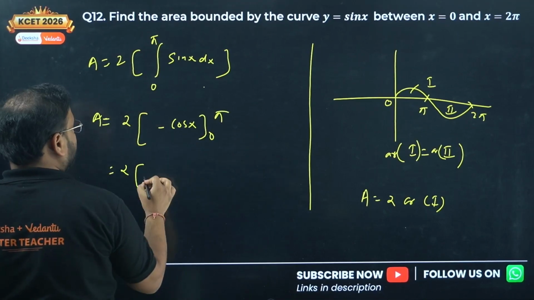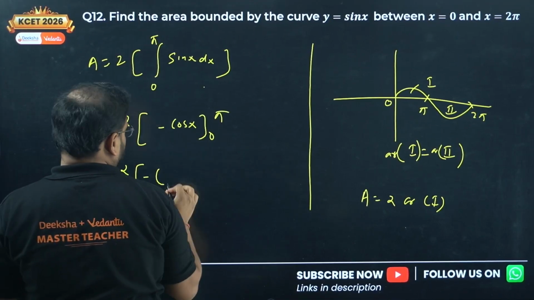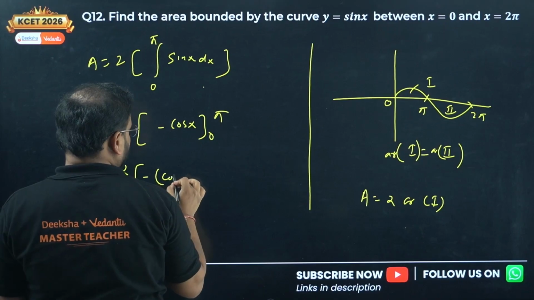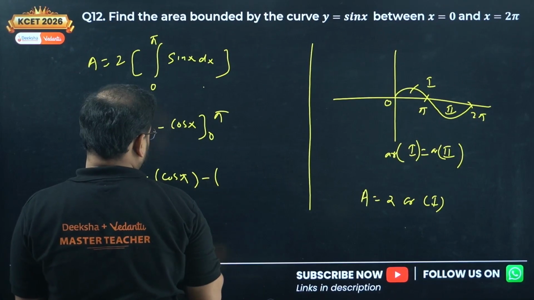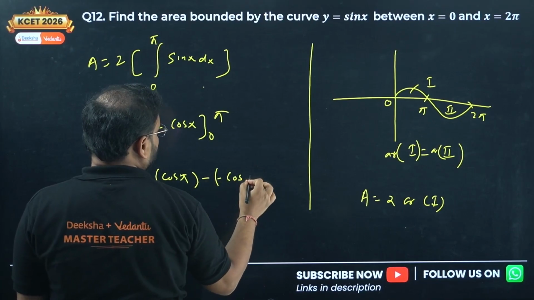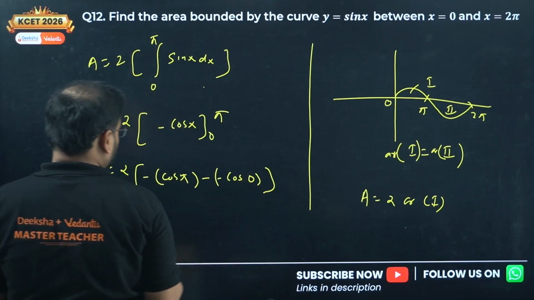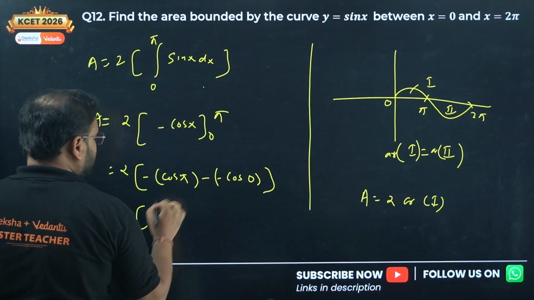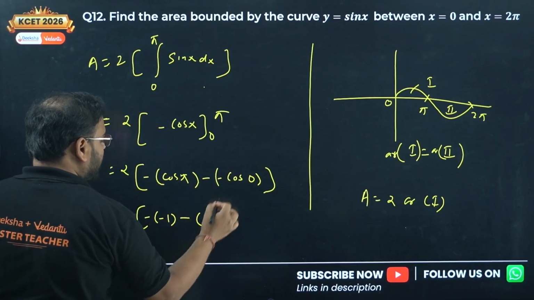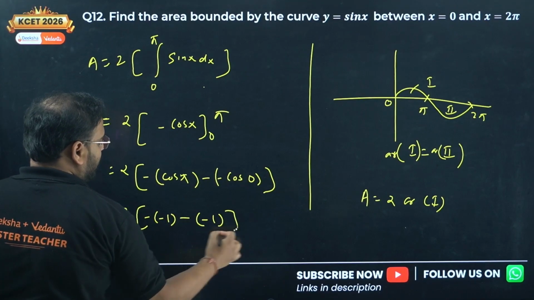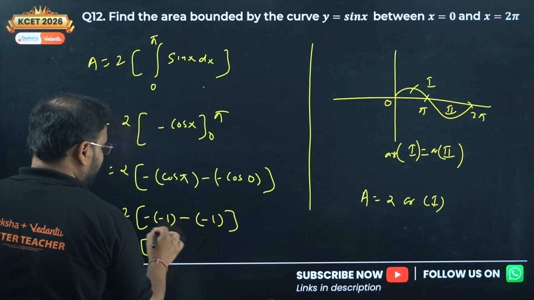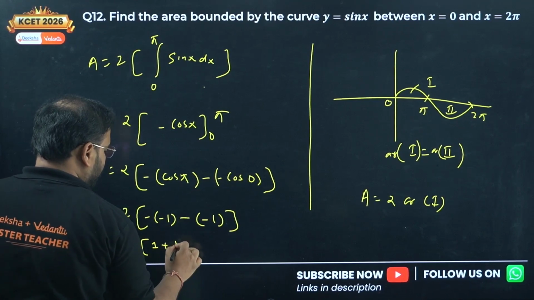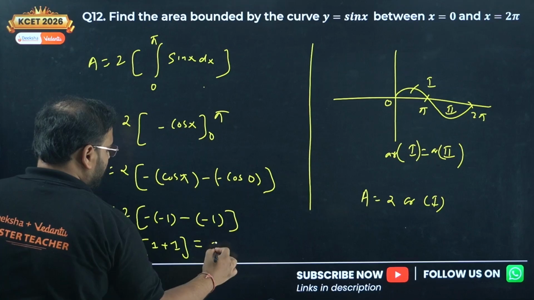Twice of, put here, minus cos x. I'll write cos pi first, then comes here a minus sign, and we'll have here minus cos of 0. Twice of, cos of pi is minus 1, and cos 0 is 1. I get the value as twice of plus 1. Here minus 1 into 1 is plus 1, here also plus 1. Answer is twice of 2.